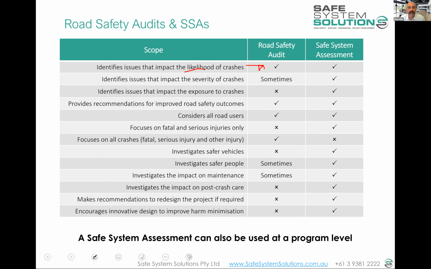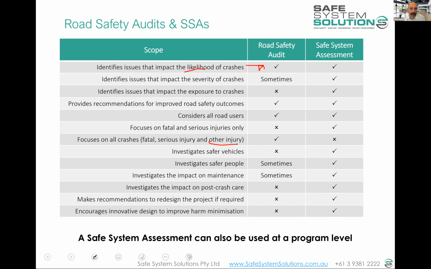Recommendations, they both provide recommendations that are going to improve things, and they both consider all road users, which is great. We want that. The safe system assessment is just all about fatal and serious injury crashes, whereas a road safety audit will often get into a lot of detail about other crashes, minor issues and the like. Then the wider elements of the safe system, the safer vehicles, the people, possibly looks at maintenance, and that's more safety and design stuff. Really, safe system assessments are doing a better job there.